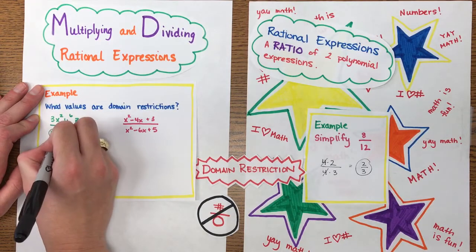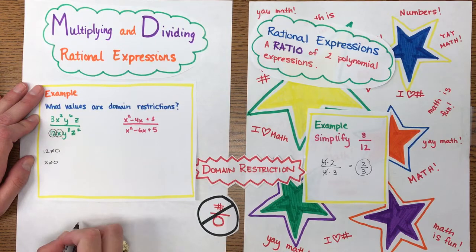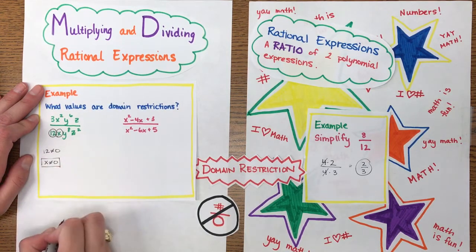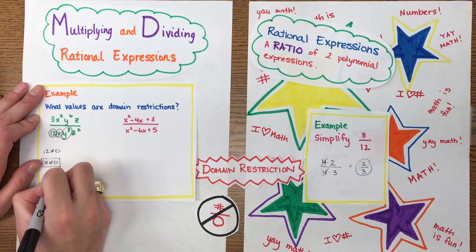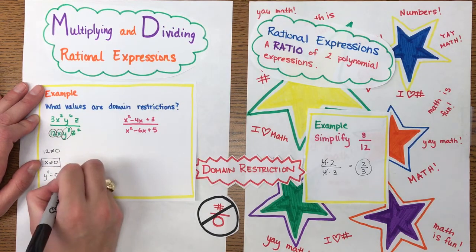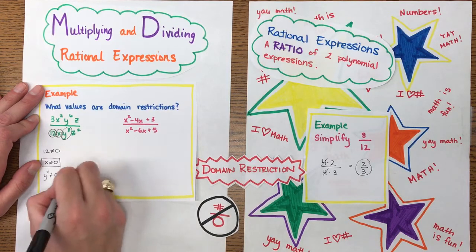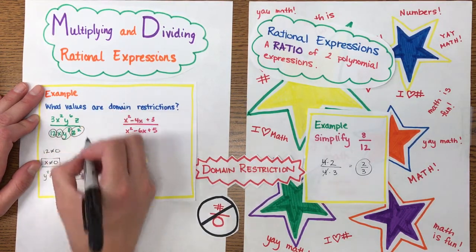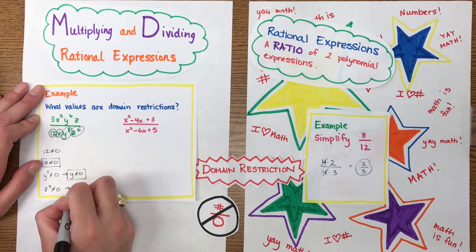My next term is x. X cannot be equal to 0. So this is one of my domain restrictions. My next term is y to the 8th. Y to the 8th cannot be equal to 0. So y cannot be equal to 0. And my last is z squared cannot be equal to 0.